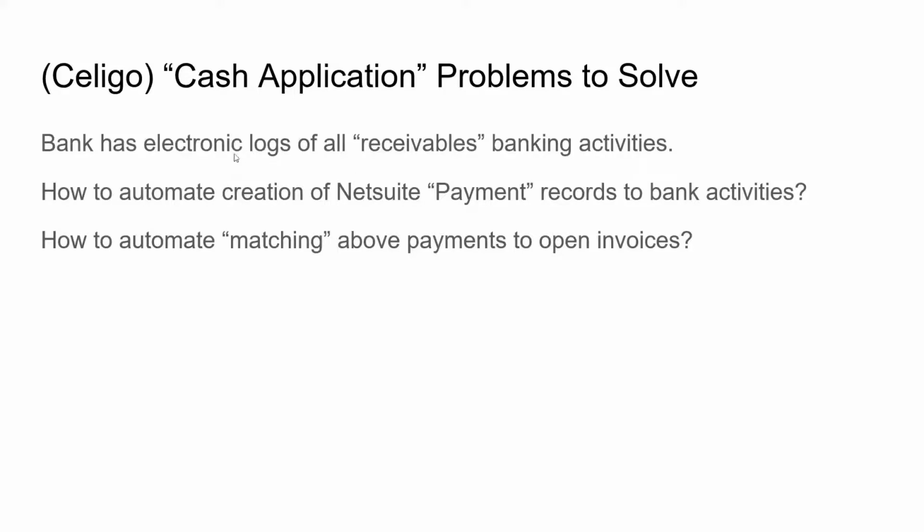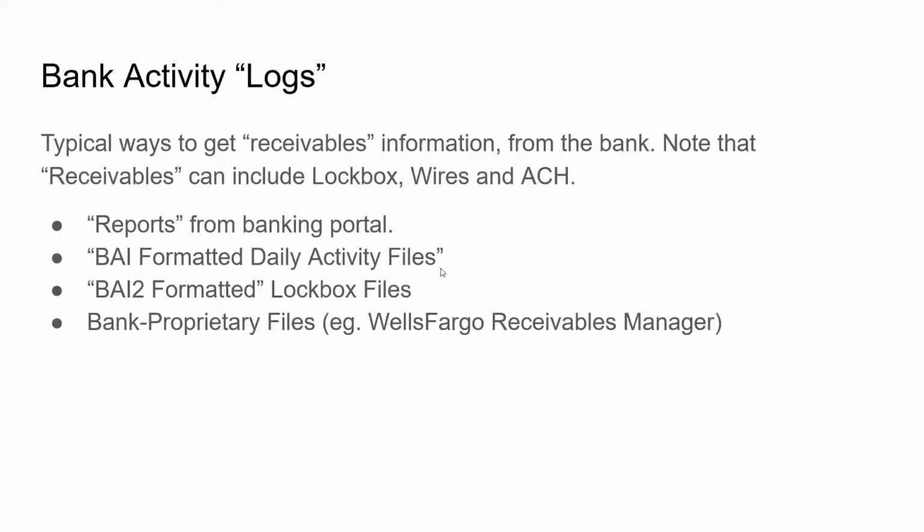So the problems you're trying to solve: the bank has this electronic log of all of your receivables activities. How do you create payment records in NetSuite? And then what would be really nice is, how do you match those payment records with invoices? Can you just go to the bank, see what money showed up, and then magically figure out which invoices got paid and make NetSuite show that they got paid without having to do anything manually? Celigo is actually really good at that.